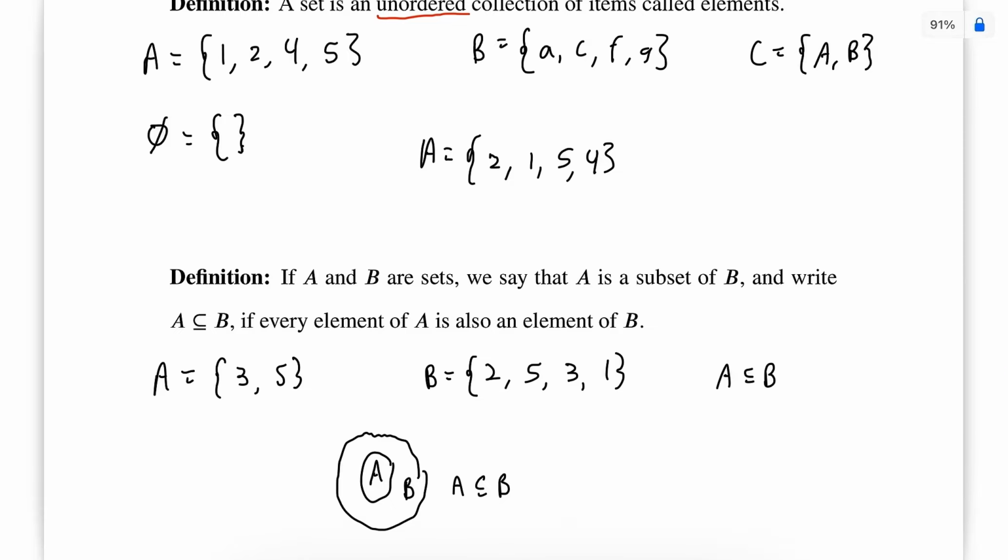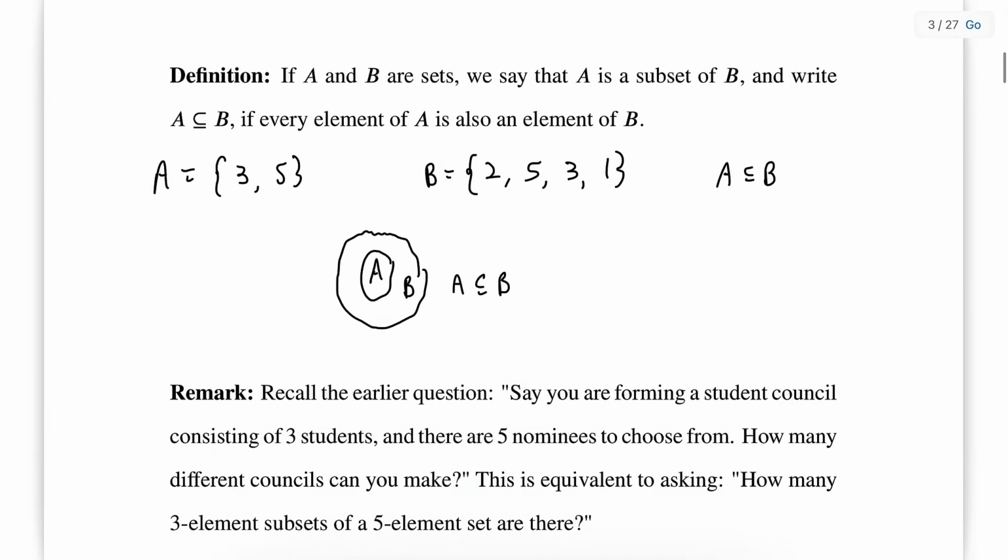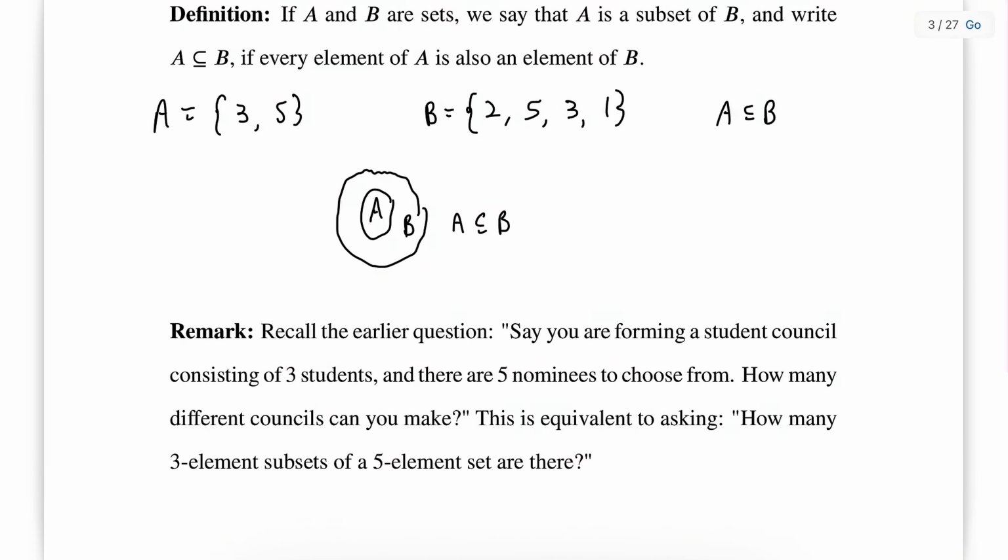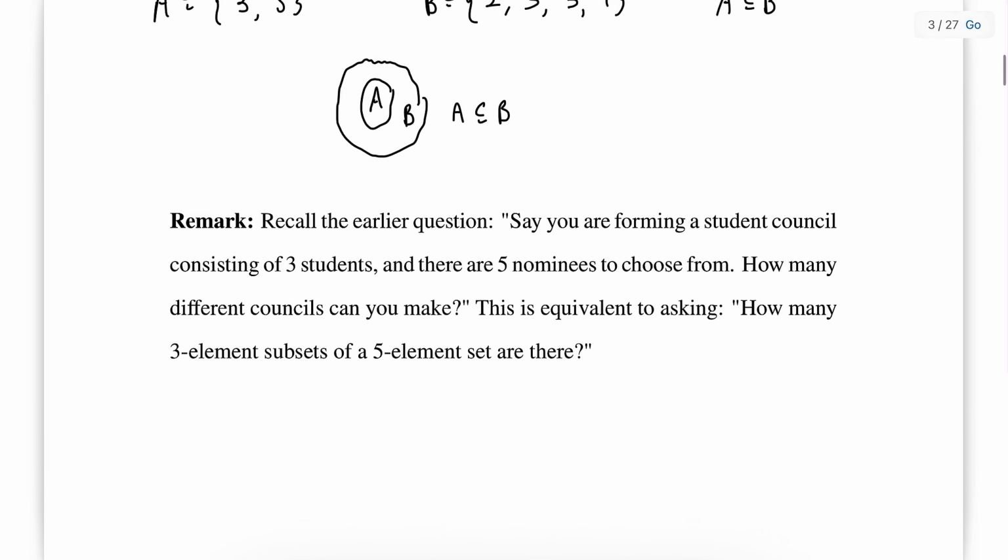Okay, perhaps you can guess where this is going. So let's look at our earlier question that you're forming a student council where you want to pick 3 students and there are 5 nominees. How many different councils can you make? This is equivalent now to this mathematical statement. How many 3-element subsets of a 5-element set are there?